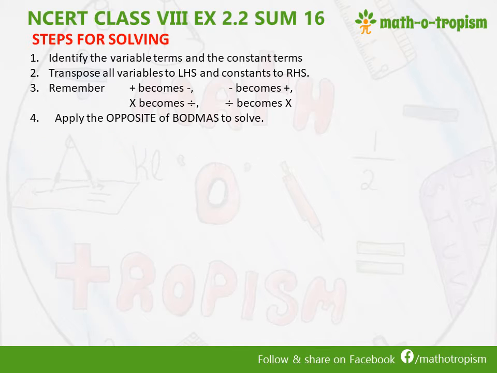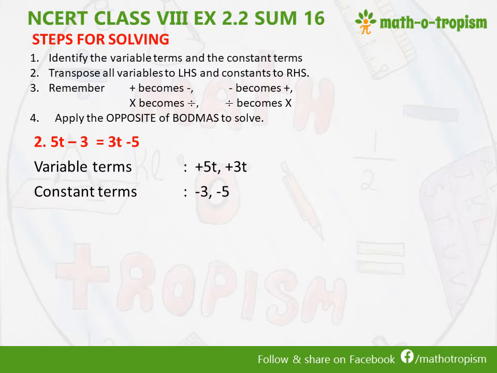So therefore we have solved the sum as x is equal to 18. We'll go to the next sum. Here 5t minus 3 is equal to 3t minus 5. The first step is variable terms identification and constant term identification. The variable terms are 5t and plus 3t. The constant terms are minus 3 on the left hand side and minus 5 on the right hand side. Next step is we need to transpose all the variables to the left hand side and constants to the right hand side.